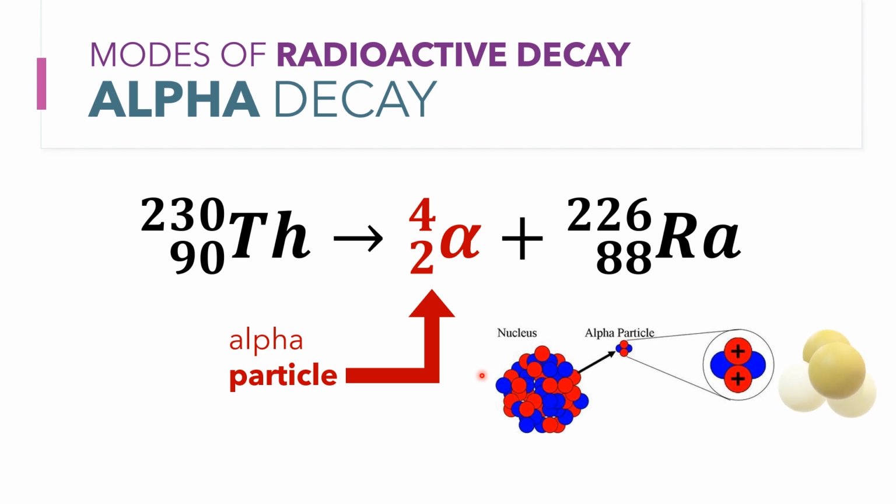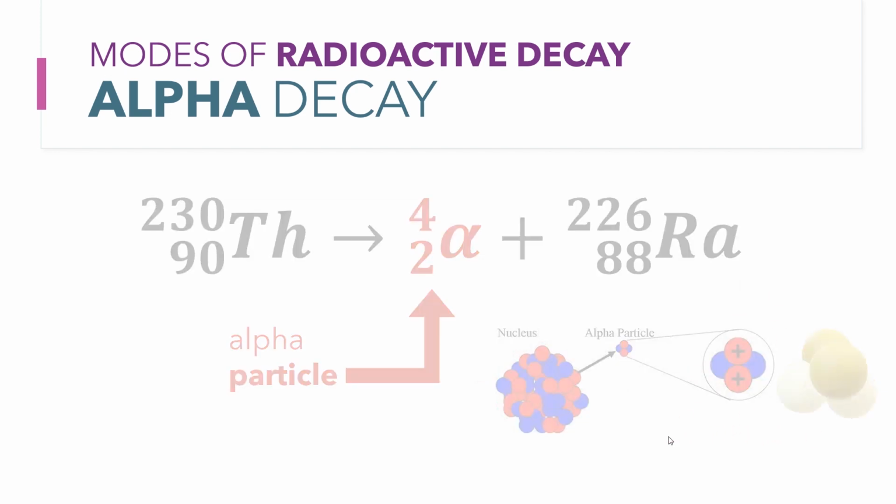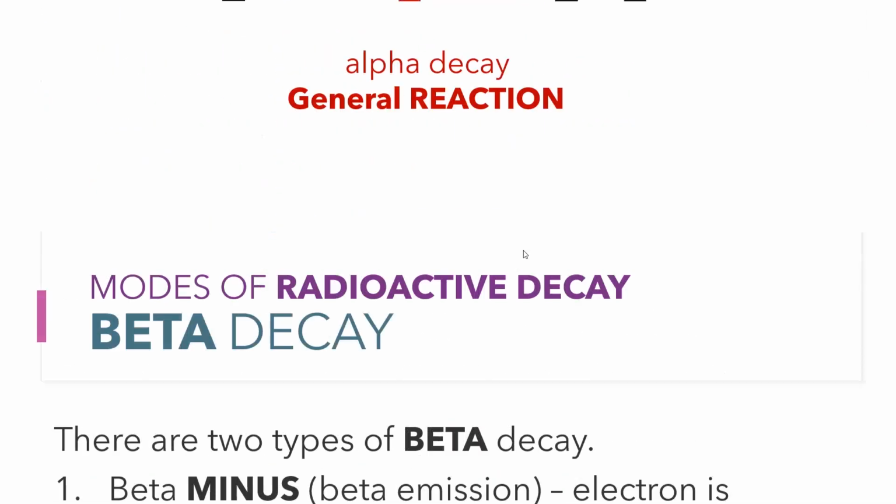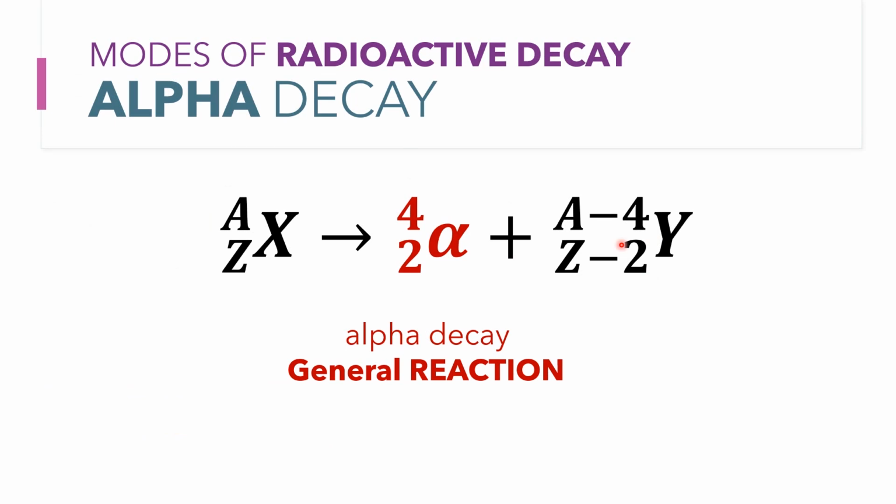So meron actually ako 3D model kung ano ba yung itsura ng alpha particle. So actually helium lang yan. Helium nuclei lang siya. So that is the nucleus of a helium. And makikita natin here, meron siyang 2 protons and 2 neutrons just like the helium. Next, this is the general reaction of the alpha decay.